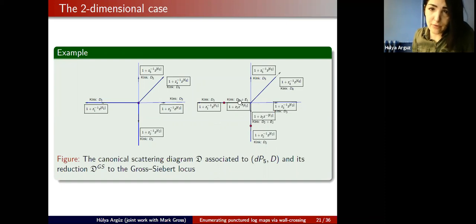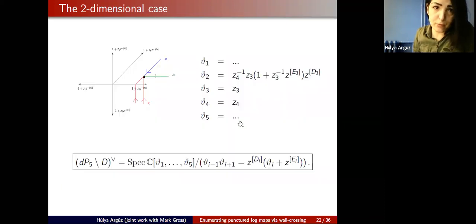Once you have this reduction to the Gross-Siebert locus, which I draw here again, you can, out of this data, construct a mirror. And I'm just telling this to illustrate why the canonical scattering diagram is nice. I will not tell more about it in the next slides, but this is around the origin, this is how the canonical scattering diagram looks like, and how they construct mirrors to log Calabi-Yau varieties.